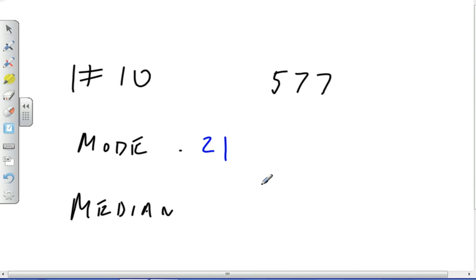Now I've got to line these guys up. 1, 2, 3, 4, 5. 1, 2, 3, 4, 5. 25 of them. Okay, well, 25, that means the 13th one is the median, right? So let's see if I can get to the 13th one. 1, 2, 3, 4, 5, 6, 7, 8, 9, 10, 11, 12, 13 is the 13th one. Okay, so I'm done there.